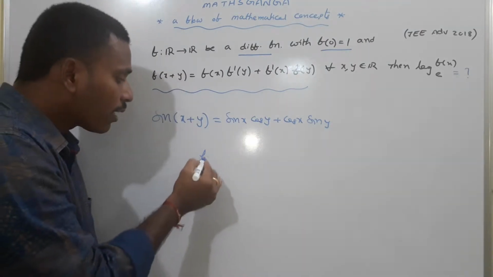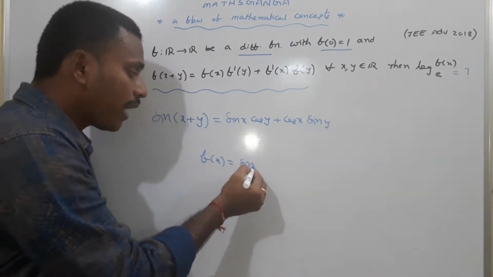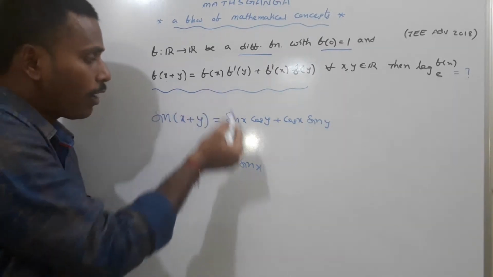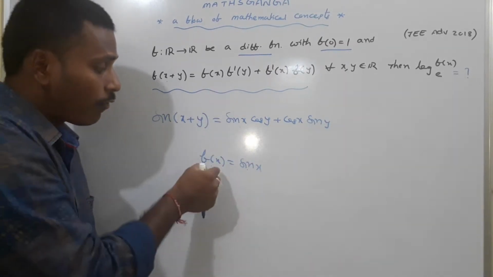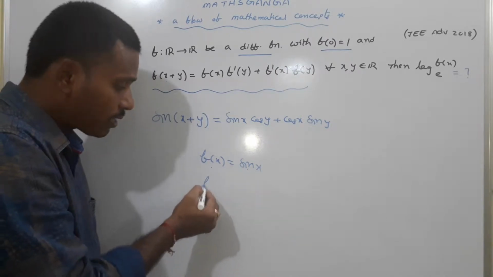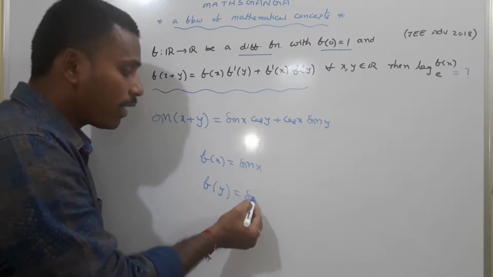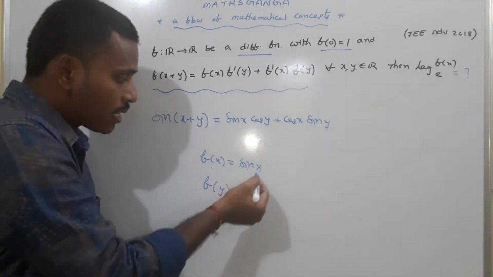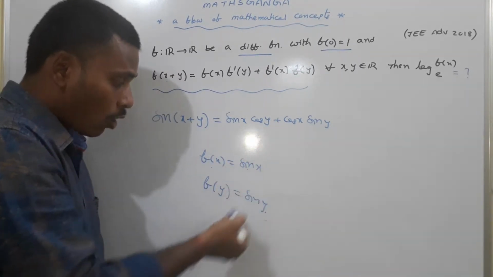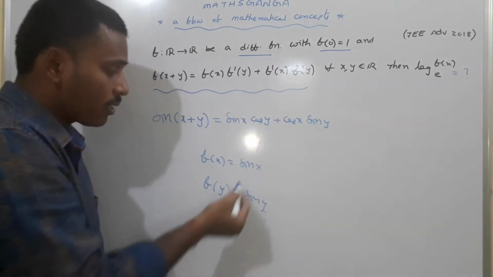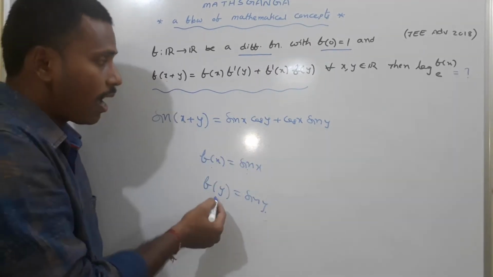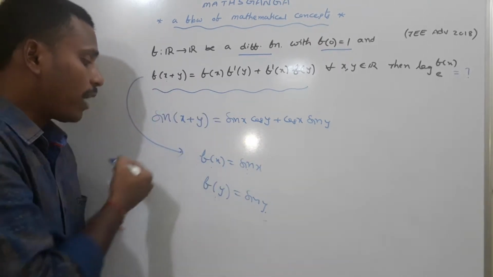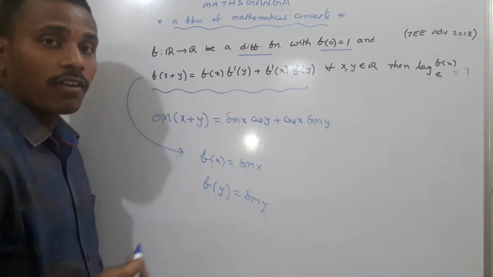If the function f of x is sine x, then f of x plus y is sine of x plus y. f of x is sine x, and f of y is sine y, and its derivative is cos y. And then f dash of x, the derivative of f of x, is cos x, and f of y is sine y. So surely f of x equal to sine x satisfies the given functional relation.